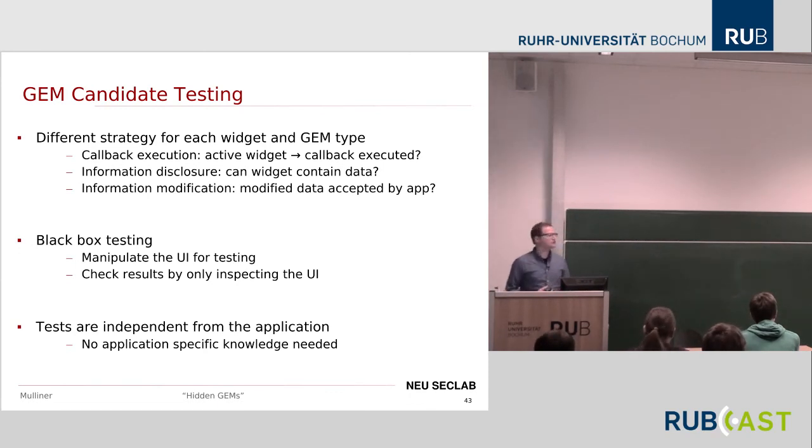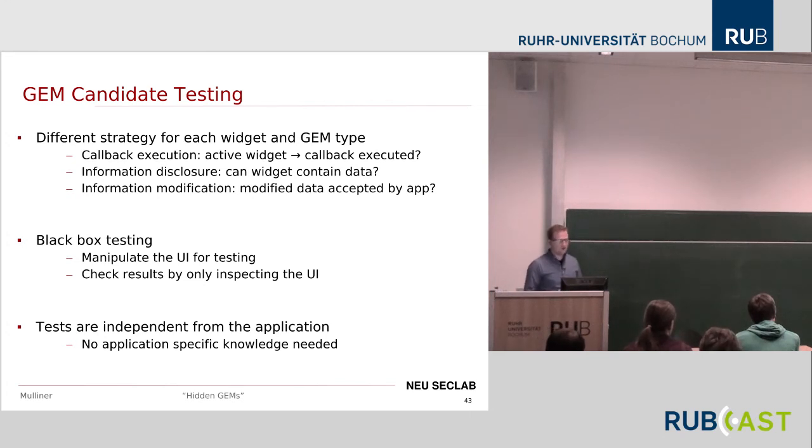And for the testing, we made different testing strategies for each widget type. So, for example, a button has a different testing procedure than a text edit field, or information disclosure. Really every kind of widget and bug type has a different testing strategy. But again, all of the testing is completely black box. We just manipulate the UI and inspect the UI for results. We don't use any other part of the application.